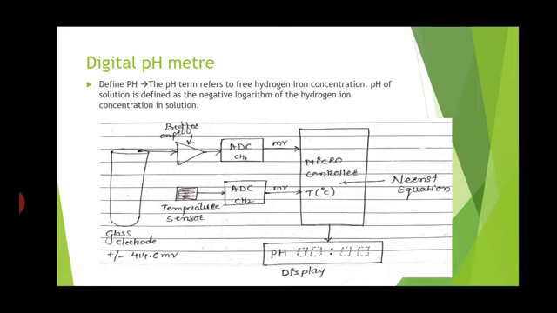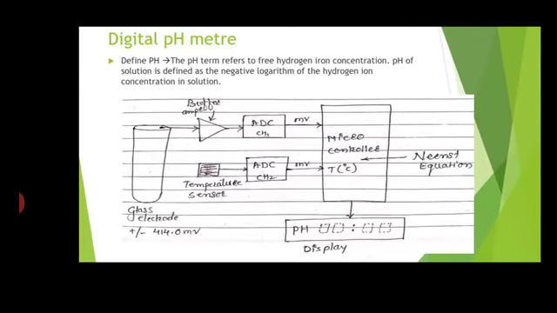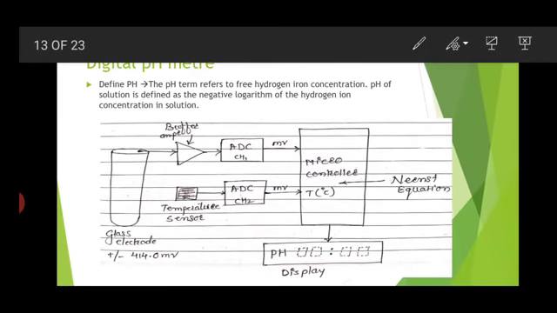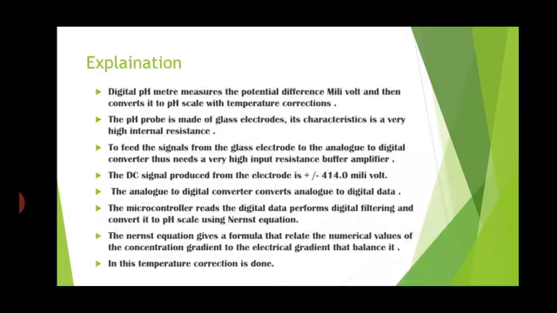And this is the simple block diagram of the digital pH meter. Glass electrodes are used, then a buffer amplifier, ADC channels, which means analog to digital converters, a microcontroller, and a display unit. Now we will see the explanation.